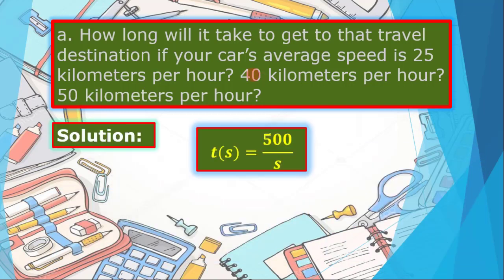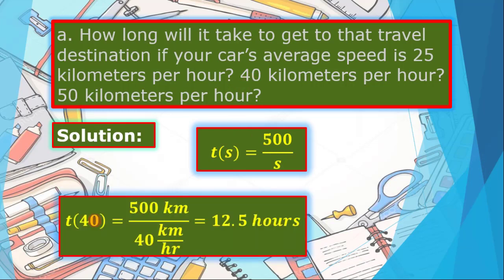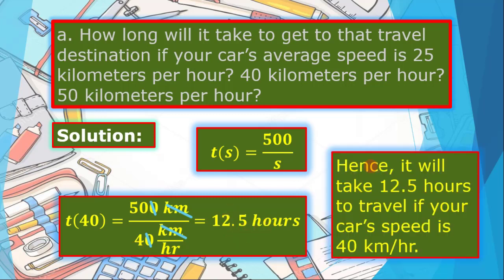For another question, for S equals 40 kilometers per hour, we have T of 40 equals 500 kilometers all over 40 kilometers per hour. So we cancel out the kilometers here. Then we cancel out 1 0 and 1 0. That leaves us 50 divided by 4 hours. So 50 divided by 4, we reduce it into 25 divided by 2. That's 12.5 hours. Hence, it will take 12.5 hours to travel if your car's speed is 40 kilometers per hour.